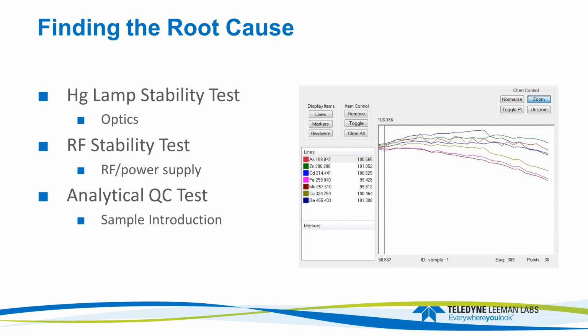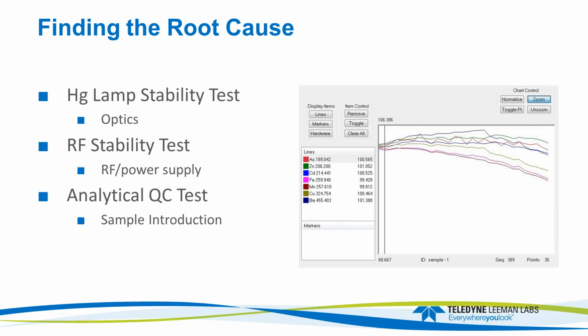So, finding the root cause. We're going to look at 3 different diagnostic tests. The first is what we call the mercury lamp stability test, and that primarily tests the optics of the system. So anything in the optical tank, the shutter, things like that will be tested by the lamp, and that'll isolate from the sample introduction system, the RF and power supply. So it'll just test the optics.